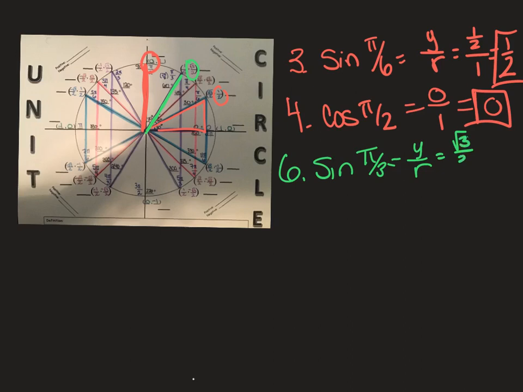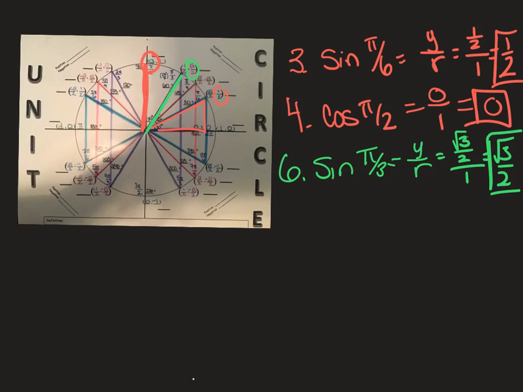Root 3 over 2 over 1, which is just root 3 over 2. Let's see. 7 we can't do yet. 8 we can't do yet. Not 9, 10, 11, 12. Let's try 13. Ooh, 13 is a little tricky.